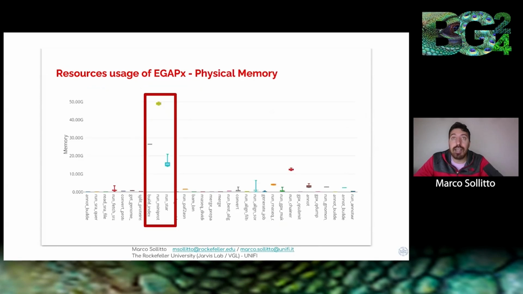And if we check the physical memory, so the RAM usage of EGAPx, the same two tasks require higher RAM, but in this case, even the step where I build the index of the genome preceding the alignment with STAR requires a higher RAM usage, but of course, this depends on the genome size.